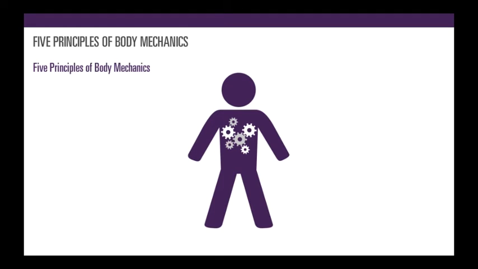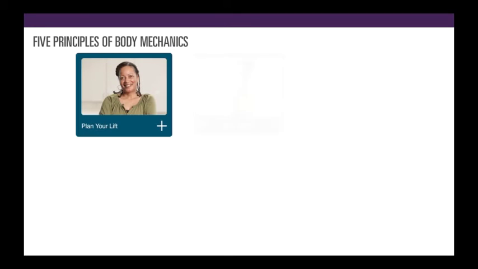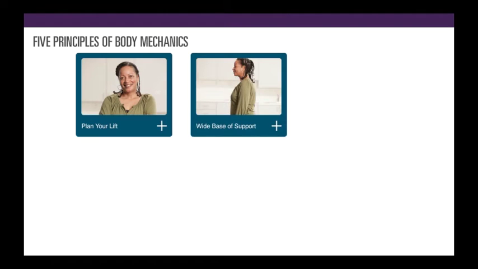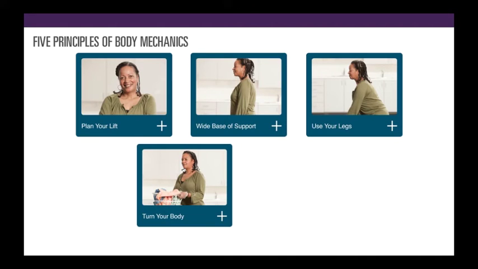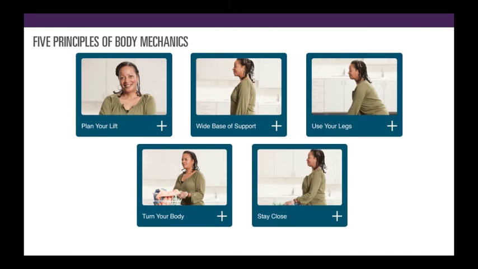There are 5 principles of body mechanics that you should use every time you lift a consumer or object. These principles help you use the strongest muscles in your body when lifting instead of your back. The 5 principles are planning your lift, having a wide base of support, using your legs and keeping your back straight, turning your whole body, and staying close to what you are lifting. Let's learn more about each of these principles.